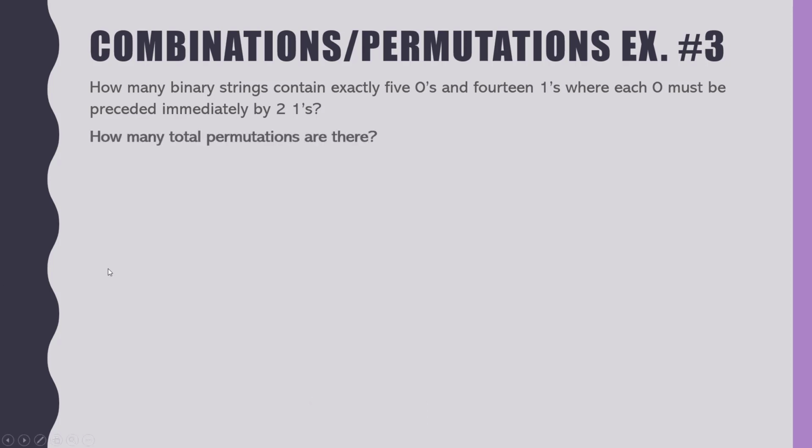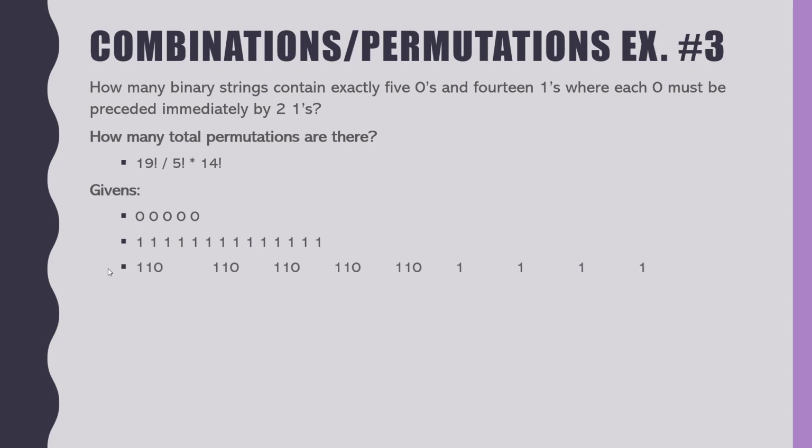So how many total permutations are there? Again, it would be 19 factorial divided by 5 factorial divided by 14 factorial. That is the number of ways I could permute that list accounting for identicals. You guys agree with that? Without the rule, without that little stipulation. All right, okay.